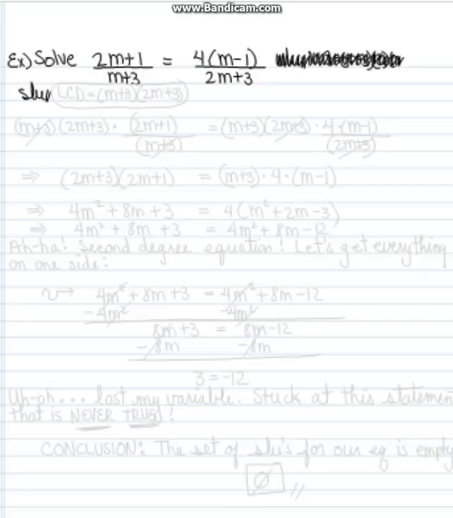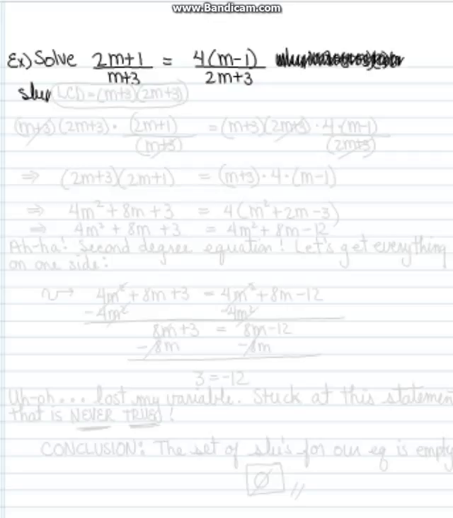Here we have a rational equation. (2m + 1)/(m + 3) equals 4(m - 1)/(2m + 3). We have a single fraction equal to a single fraction. We're going to use the same method for getting rid of fractions that we used previously.